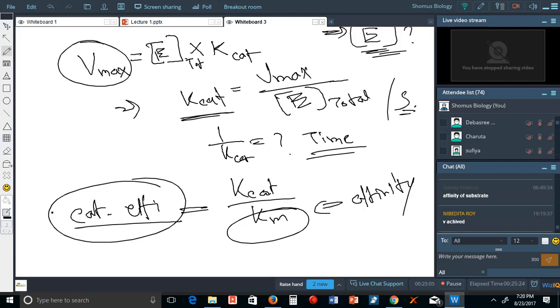So lower Km means more affinity, that will increase the product formation, and higher kcat means higher turnover number, converting more substrate into the product per second by the active site of an enzyme. Does it make sense? It does. These are the ideas of any enzymatic reaction.